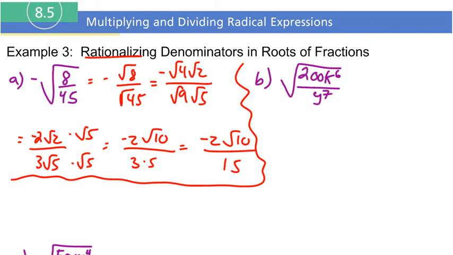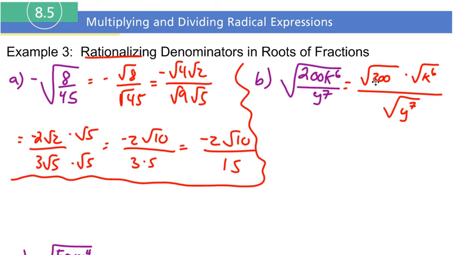First of all, I'm going to rewrite these as all separate radicals, and then I'm going to break down each radical. So I can rewrite this as the square root of 200 times the square root of k to the power 6, all over the square root of y to the power of 7. This is equivalent to the left side, so I'm just showing that. I'm going to break this down into separate radicals, take one radical at a time, simplify it, and then we'll go from there.